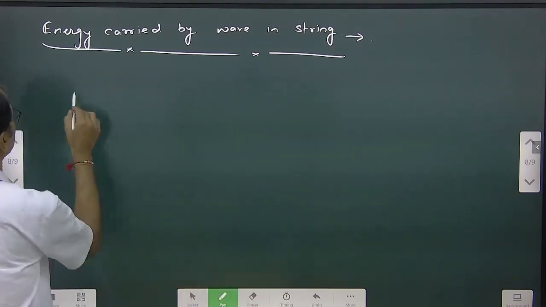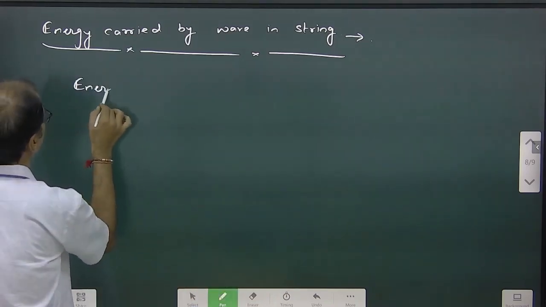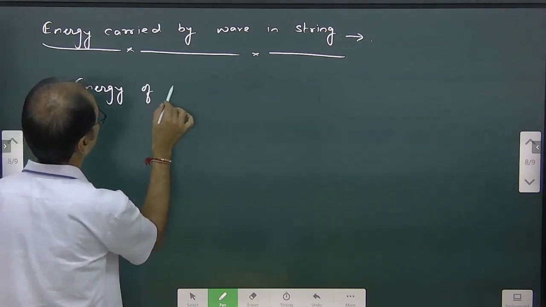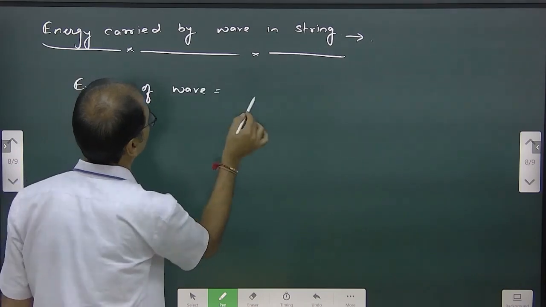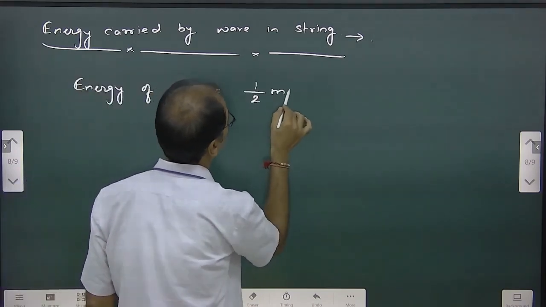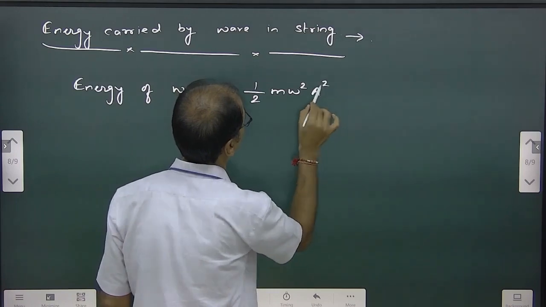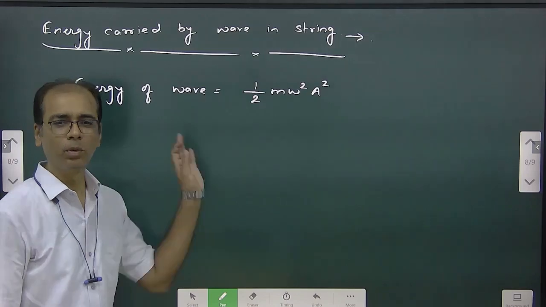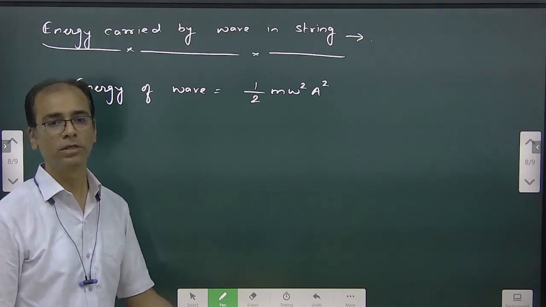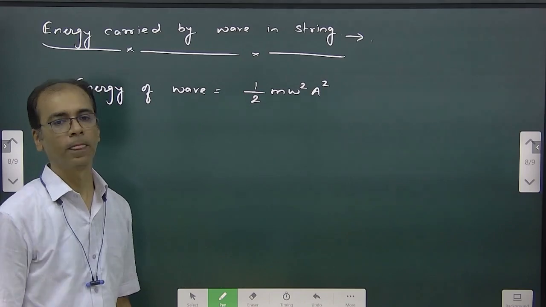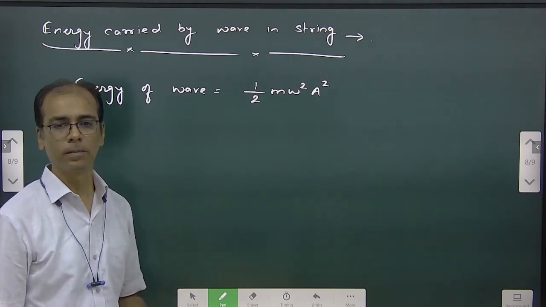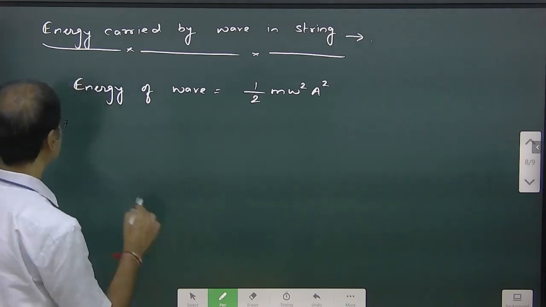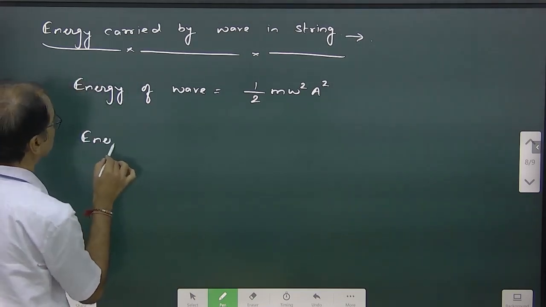So energy of wave, we can say, is half m omega square a square. Correct? But we don't take it in this form. We have to change the form. What form do we take? First thing is we talk about energy density. Energy density means what? Energy per unit volume. Okay, let's go into energy density. This is energy density.